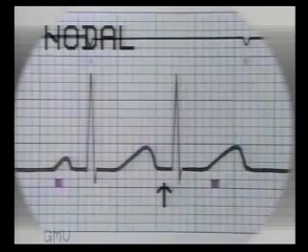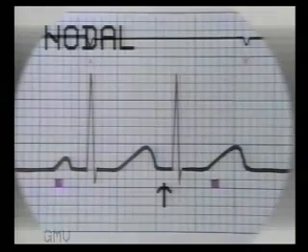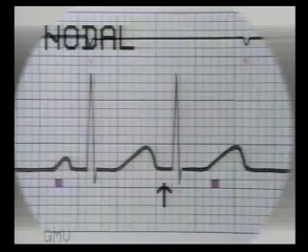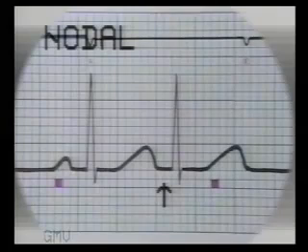This premature beat has no P wave. This is also a nodal premature beat. If the impulse arises in the lower part of the AV node, the P wave will be delayed and may occur with the QRS complex or even after the QRS complex. In this case, it has occurred with the QRS complex and hence it is not seen or absent.